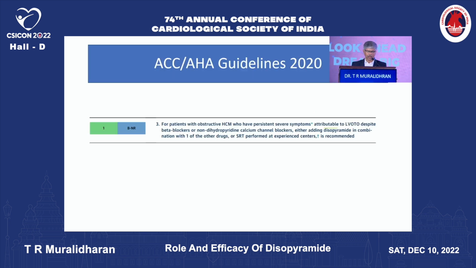But today, the guidelines give only a single line, because we have limited data. Though the retrospective analysis gives something, we would love to have a proper prospective RCT, which has not been done. So, though it is there, the recommendation today is that in patients with obstructive hypertrophic cardiomyopathy who have persistent severe symptoms attributable to LVOT obstruction despite beta blocker and calcium blocker, adding disopyramide in combination with one or the other drug is preferred in this group. This is the current recommendation.